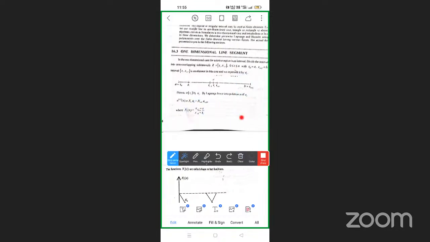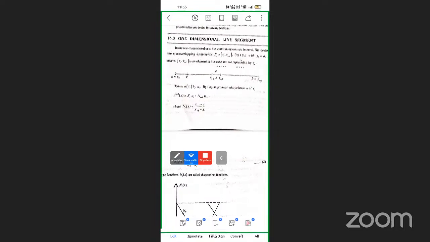Such an interval, that is the interval xi comma xi plus 1, is an element in this case, and is represented by a line segment. A is equal to x naught, x1, x2. So this is xi minus 1, xi plus 1. B is equal to xn plus 1. So this is the interval on the line segment.